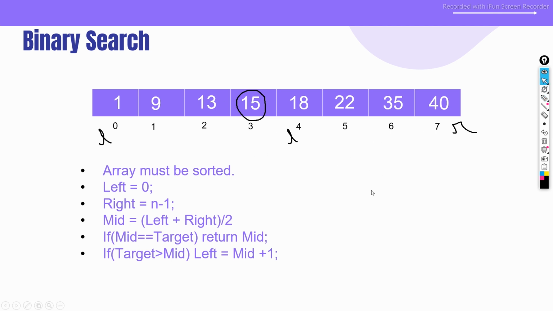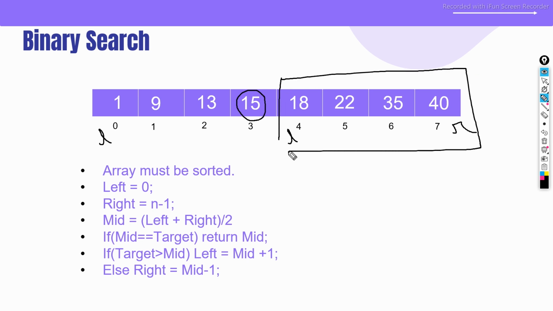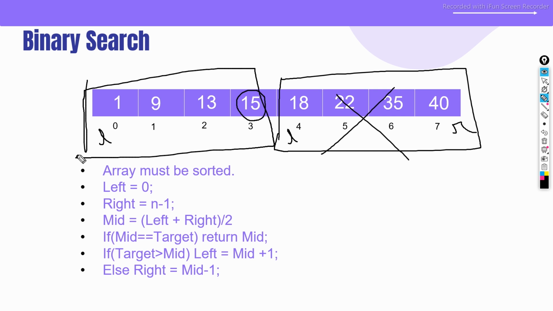If the element is less than mid, then we will update our right pointer. If the element we are searching for is less than 15, we can say that it is not greater than the mid element. So here we can eliminate this part of the array and just search in this part. Here comes the efficiency of our code: we can eliminate one part each time, because that part can't contain the target element.